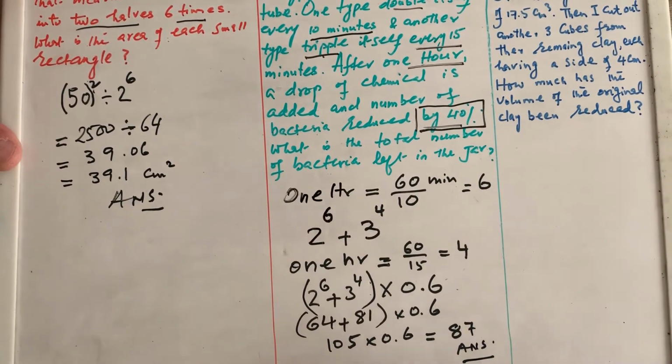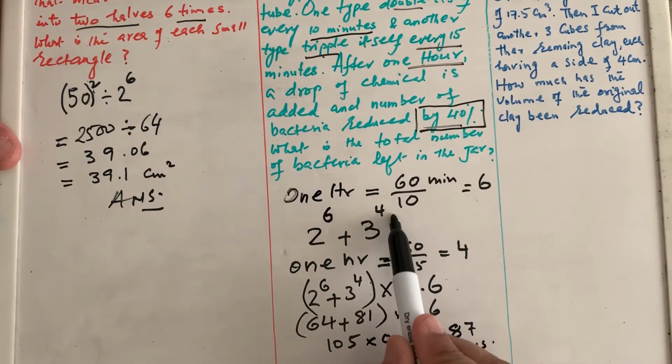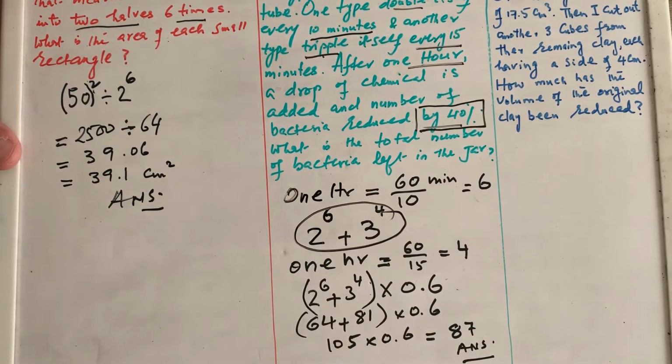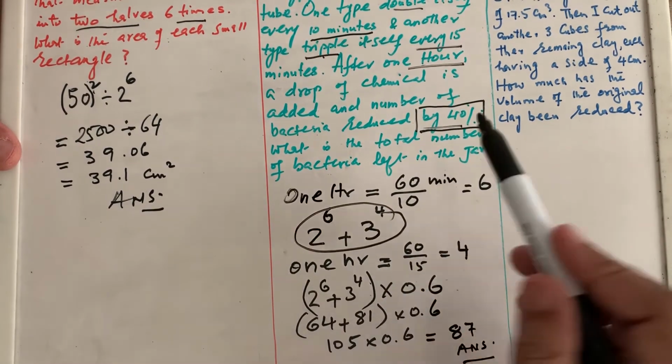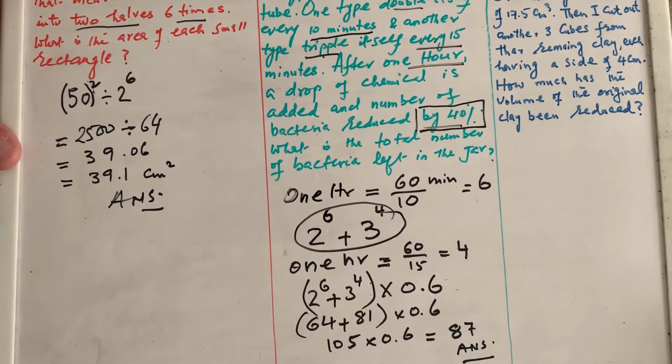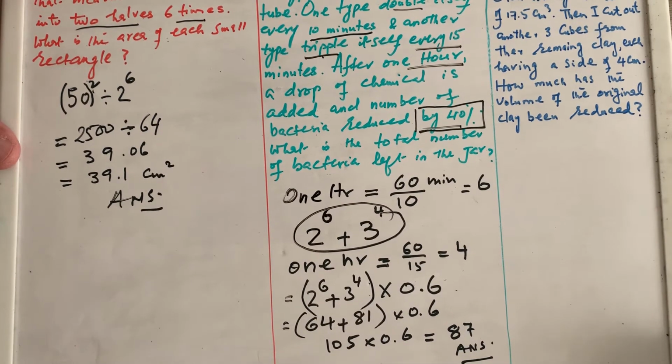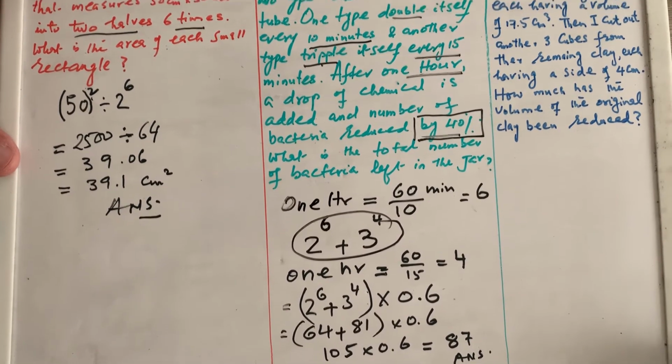If the chemical was not added after 1 hour, their quantity will be this. The question can be asked like this: if they are not adding any chemical to reduce their quantity, what is the quantity of bacteria after 1 hour? After 1 hour, the quantity will be this. But they add the chemical and reduce it by 40%. What is the remaining quantity in the jar? So I hope you understand the concept, how to write the mathematical numbers or integers after reading the word problem.